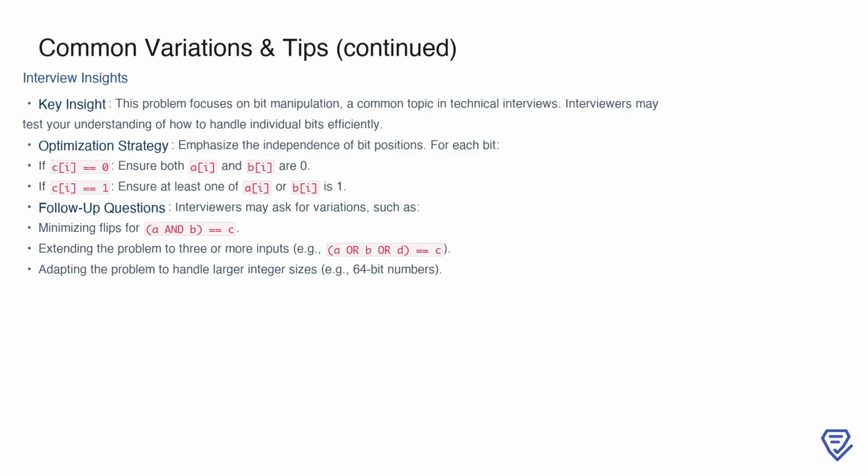Additionally, interviewers might explore variations, such as minimizing flips for A AND B equals C, or extending the problem to more variables, like A OR B OR D equals C. Be prepared to handle scenarios with larger integers, such as 64-bit numbers, and think about how your approach might scale.